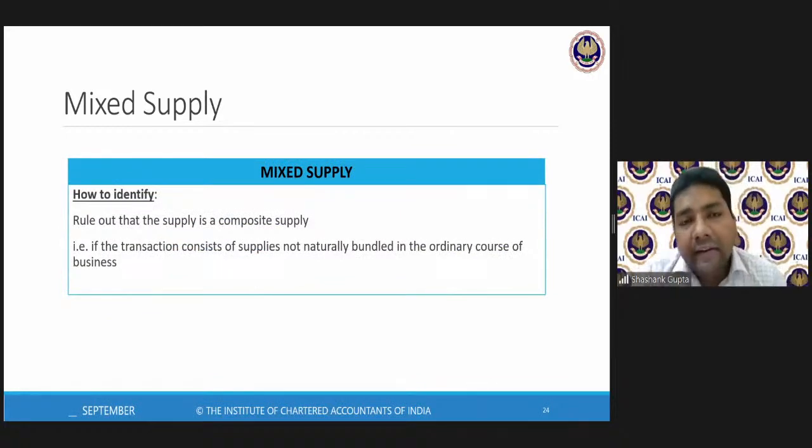Now, how to identify whether a combination of supplies is a mixed supply or not?